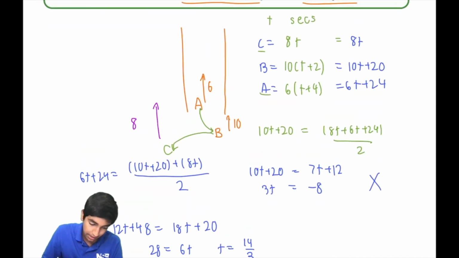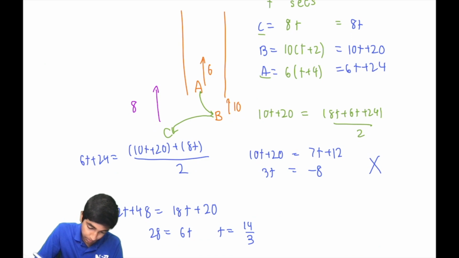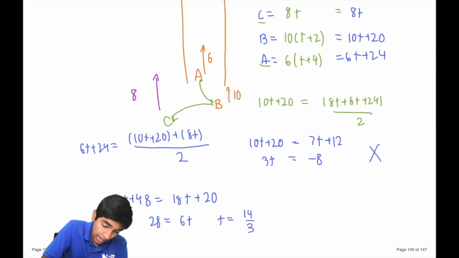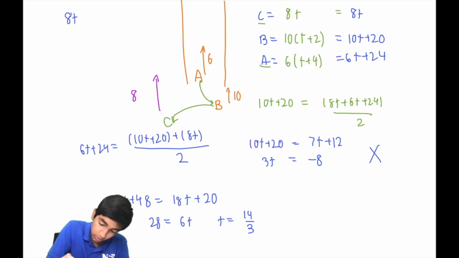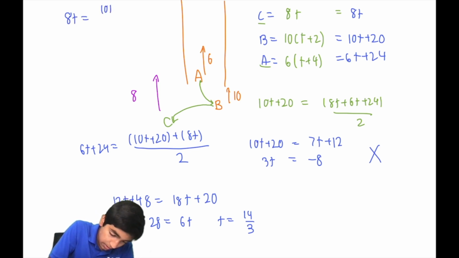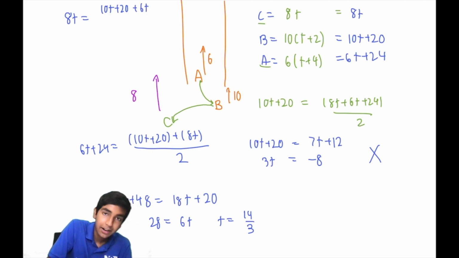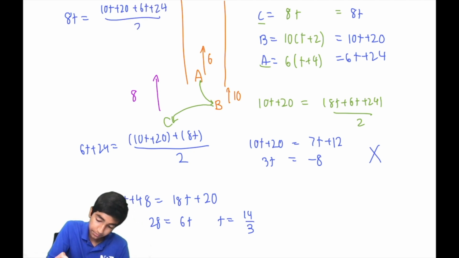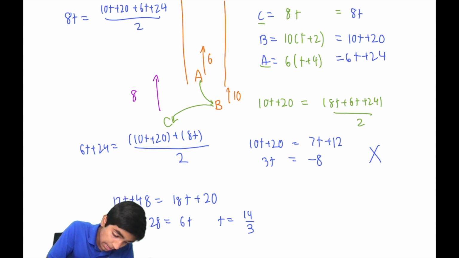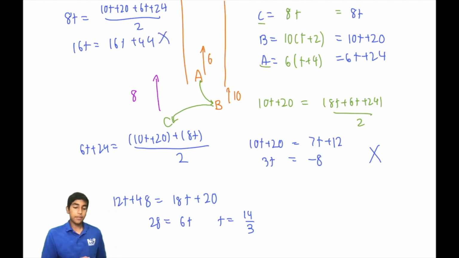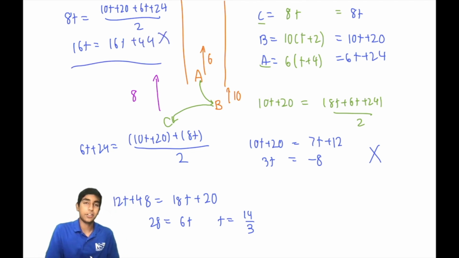Cy is in the middle. Okay, so if Cy is in the middle, then what is Cy's position? Cy will be 8t equal to 10t plus 20 plus 6t plus 24, divided by 2. And we multiply: 16t equals 16t plus something, this can't work either, because this is not an equation we can solve. So therefore, we're just left with this final thing, t equals 14 thirds.